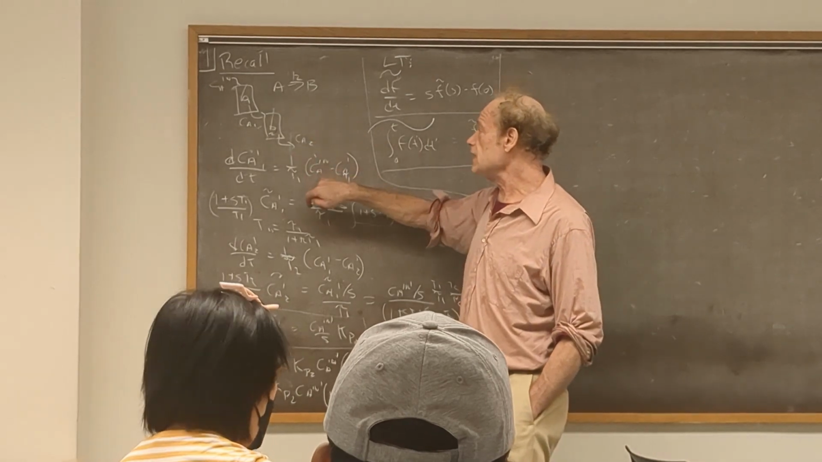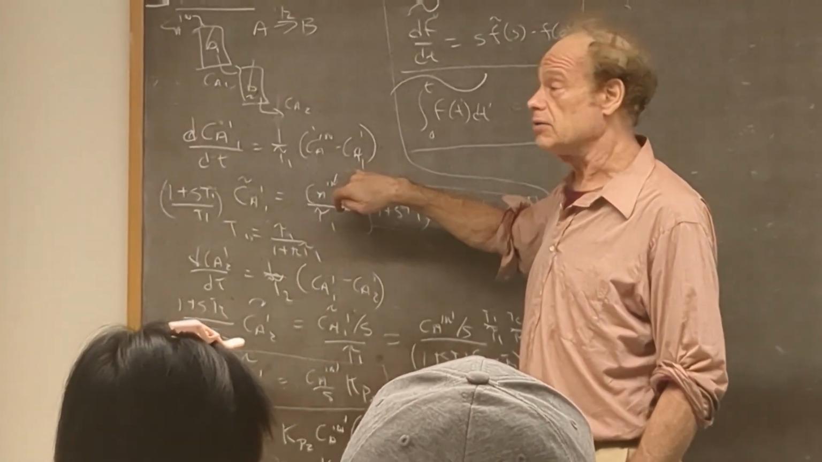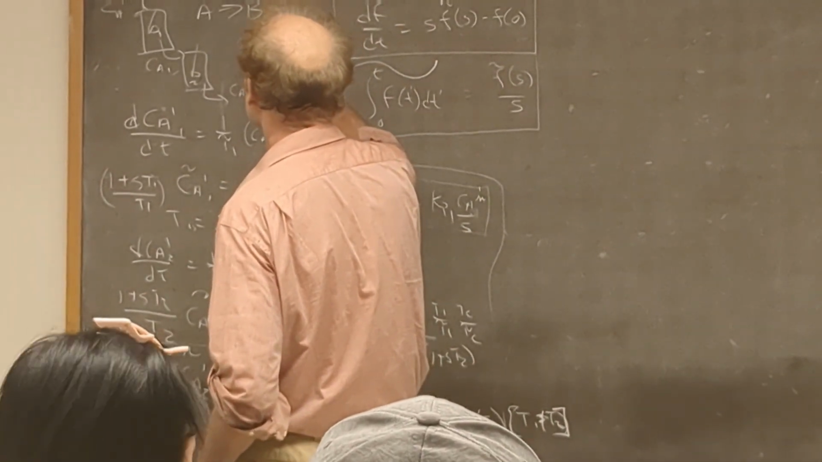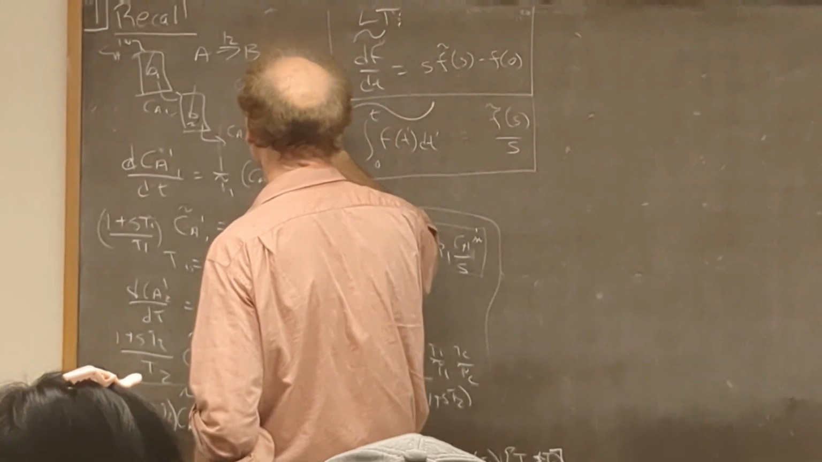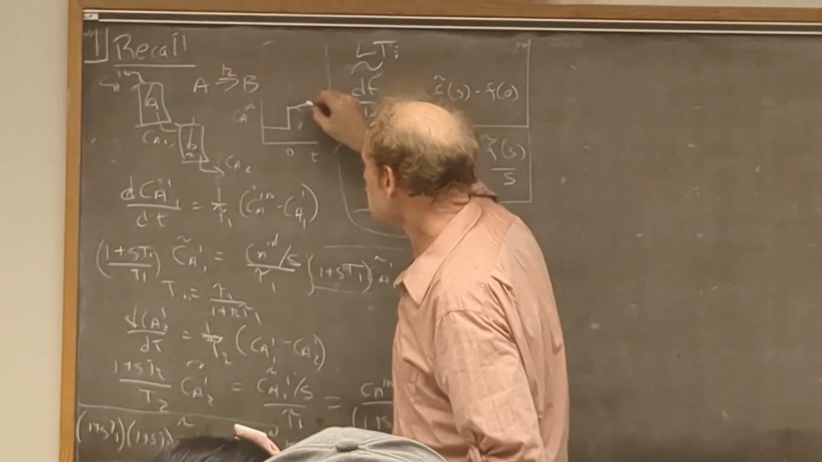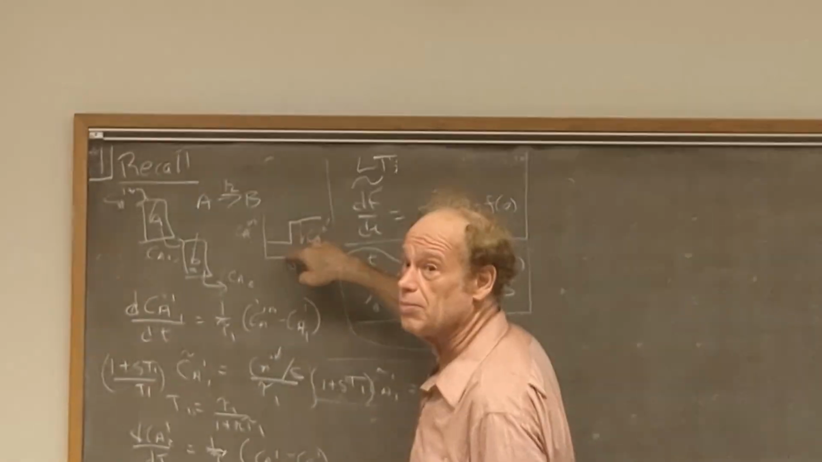Now the first reactor has Ca in coming in and Ca1 coming out. Ca in, we presumed, had a step change at t equal to 0, where this difference is Ca in prime, because it's the new value minus the old value.